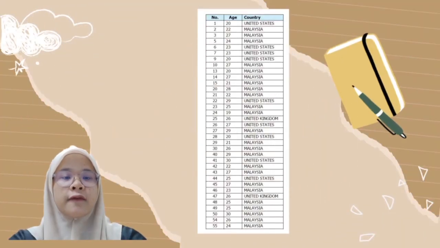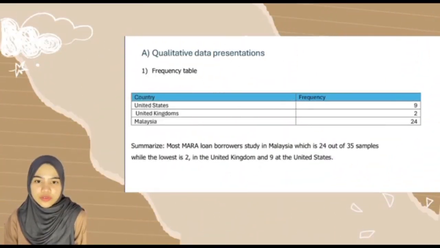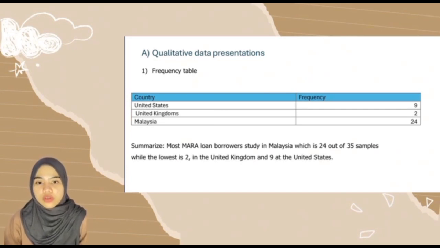These are the list of 35 borrowers of sample that we randomly select. For point number 3, data presentation, we have to select a qualitative data, which is country, and construct it into a frequency table, and then a bar graph and a pie chart.